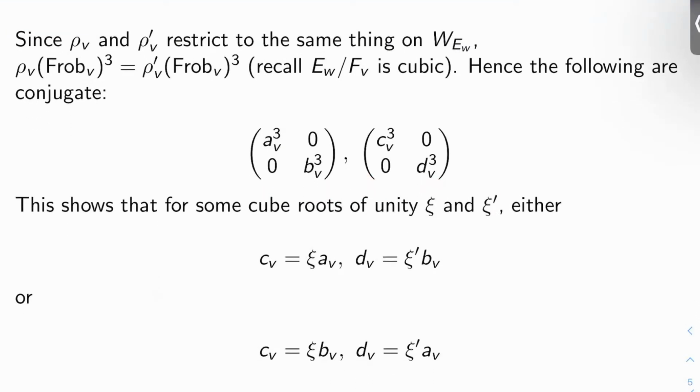Well, what does this say? This says that for some cube roots of unity, c and c prime, either c_v is c a_v and d_v is c prime b_v, so we're matching up here, or we're matching up like this: c_v is c b_v and d_v is c prime a_v. So one of those two things must be true or else these aren't conjugate.